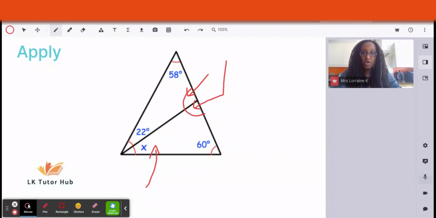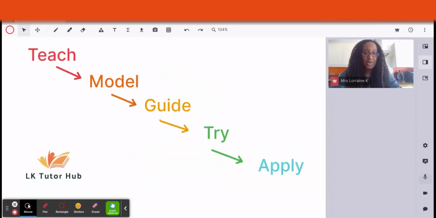Just to go back to the model is to teach, model, guide, try and apply. When you have that structure, then your students will expect that structure, and it will give them a consistency and a habit, and they know what to expect. It's nice obviously to change it up from time to time, but that's generally a foolproof method there.